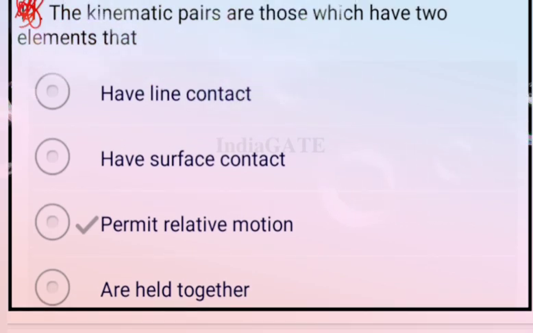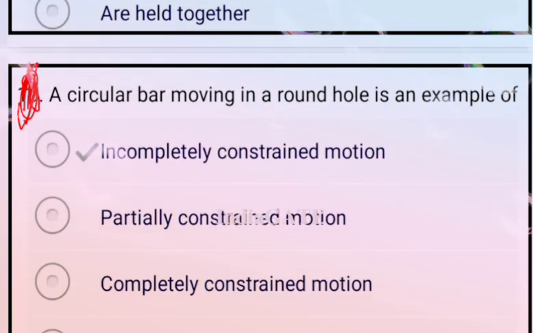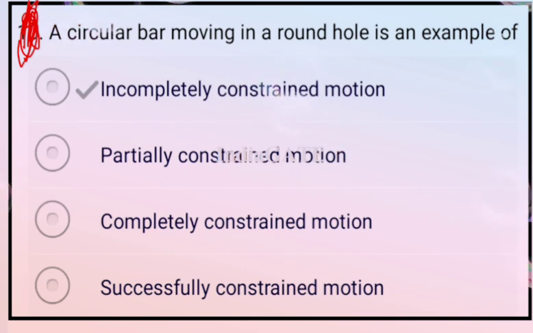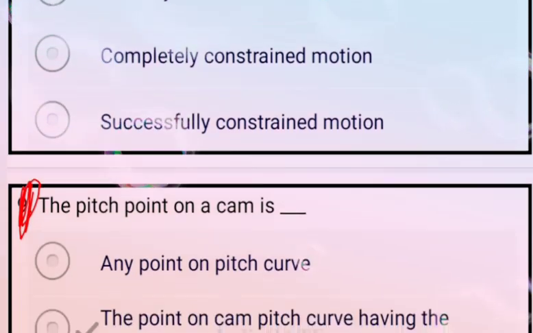The kinematic pair are those which have two elements that have permit relative motion. So option D is your correct answer. Now come to the next question. A circular bar moving in a round hole is an example of incompletely constrained motion. So option A is your correct answer.